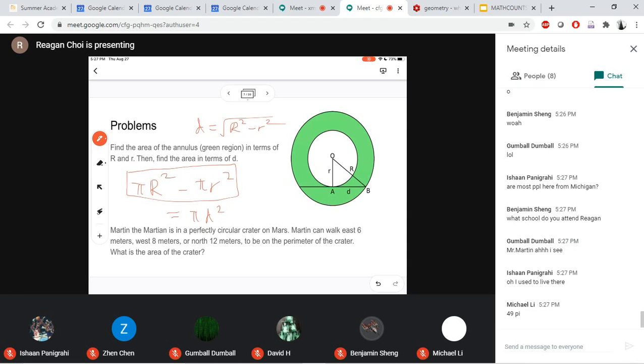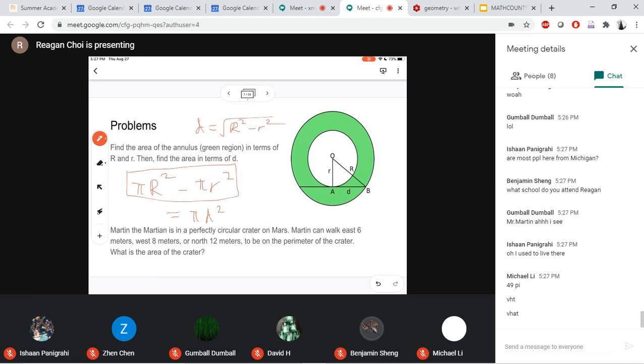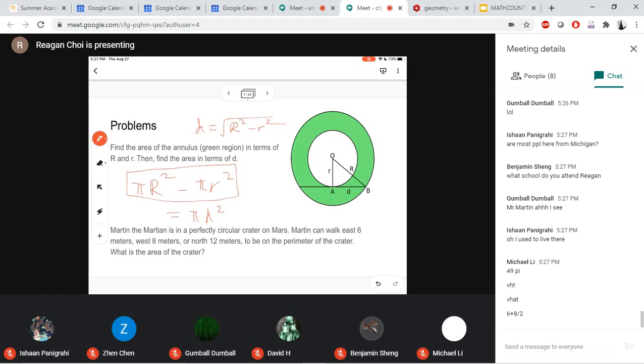Yeah. 49 pi? 49? I don't know about 49. I think it's not 49 pi. I will see, I guess. I'll draw the diagram on the next previous page.